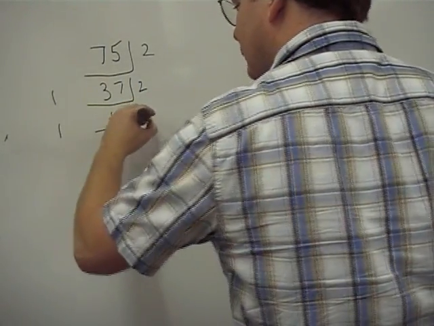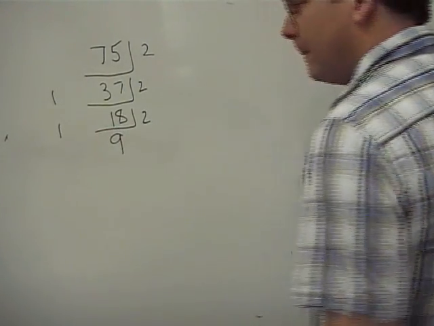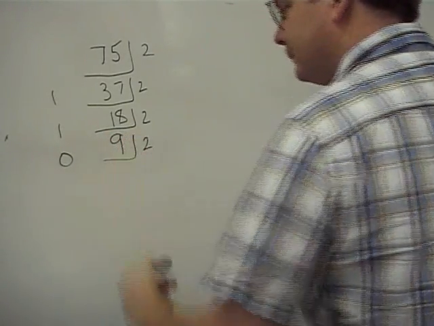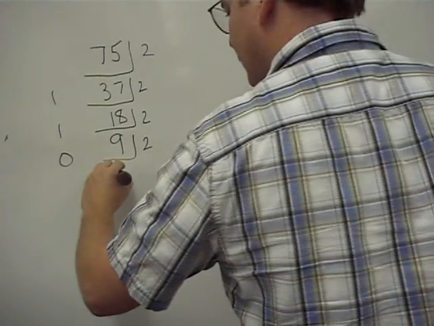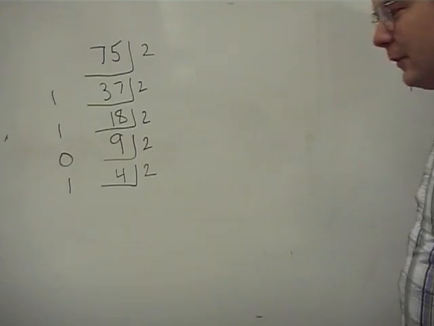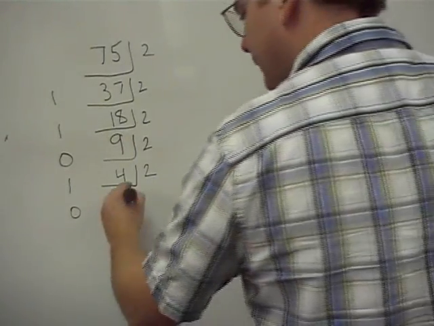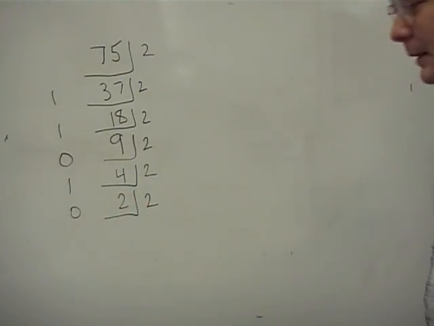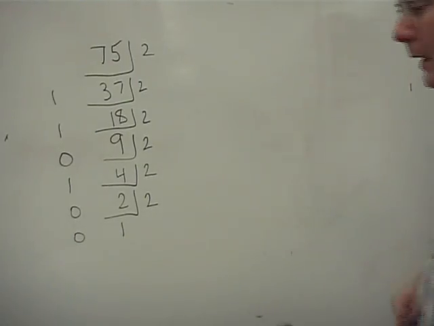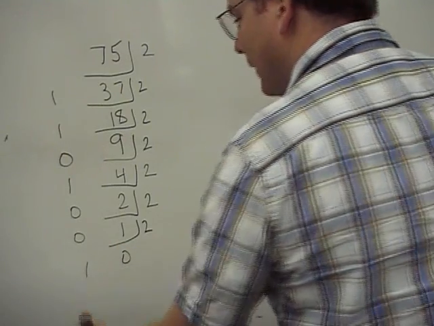Divide that again by 2. 18 divided by 2 gives you 9 with a remainder of 0. Divide again by 2 and you get 4 with a remainder of 1. Divide again by 2 and you get 2 with a remainder of 0. Divide it by 2 again and you get 1 with a remainder of 0. And divide it one more time and you get 0 with a remainder of 1.